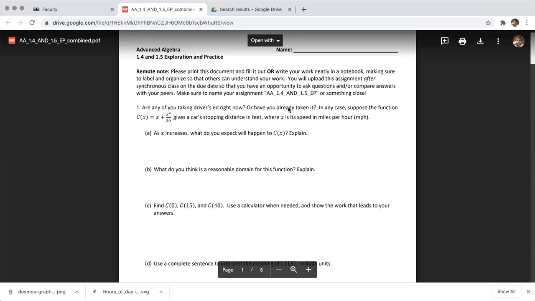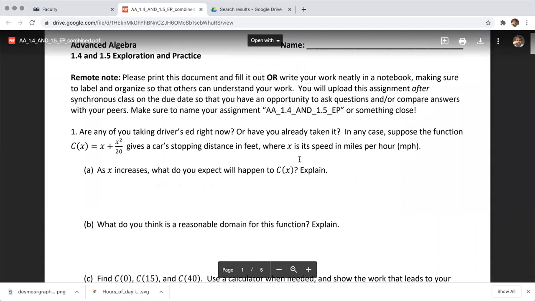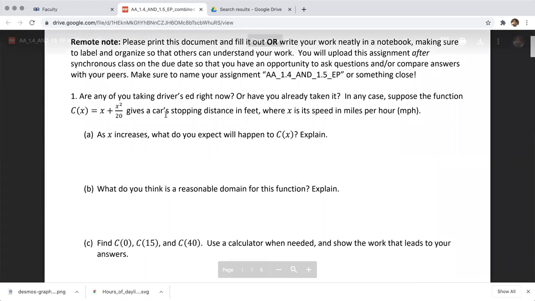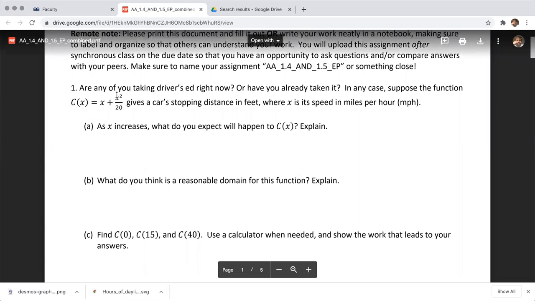So what I'm going to do is work through the first of our exploration and practice assignments on domain and range and some graphs and tables and see if this will help you. Hopefully it will. I'll try to move through fairly quickly so this isn't a super long video. And besides, I have class in 16 minutes, so let's see if I can do it.